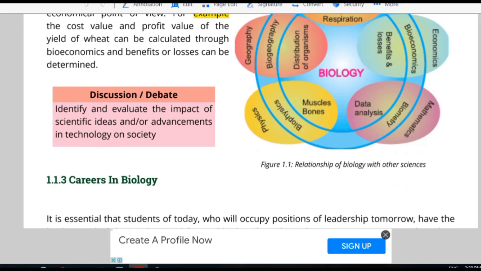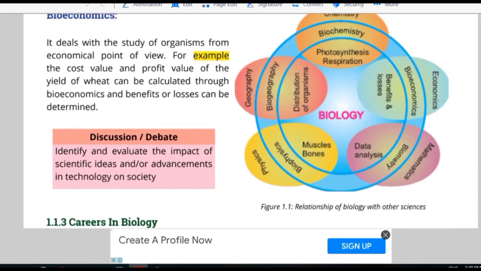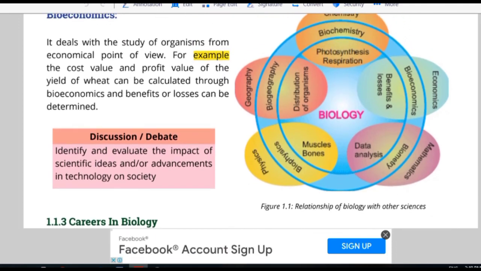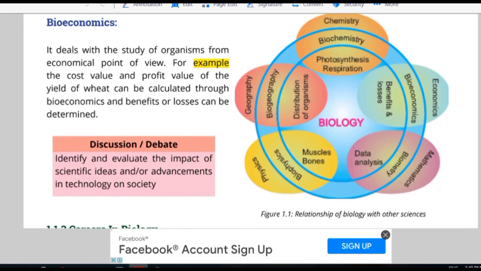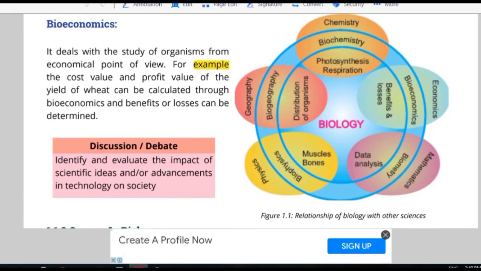So this was today's lecture about the relationship of biology with other sciences, and this is the figure related to it. So in the next video, inshallah, we will discuss the careers of biology, then its relationship with the Quran, Muslim scientists, and the very important topic, levels of organization, and so on. The topics included in chapter 1, we will discuss one by one.